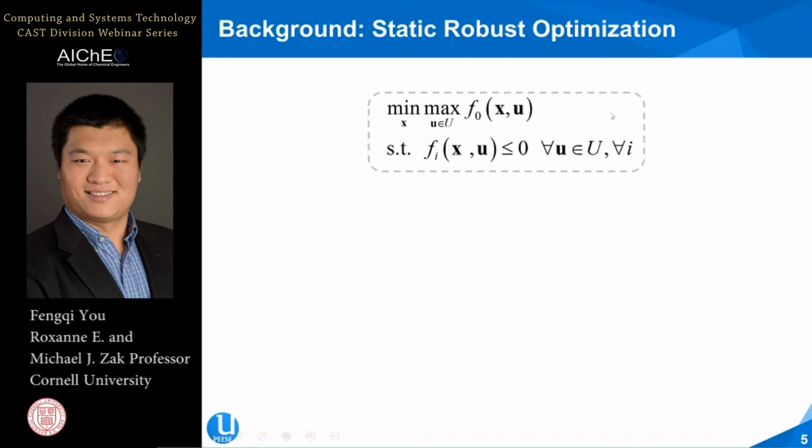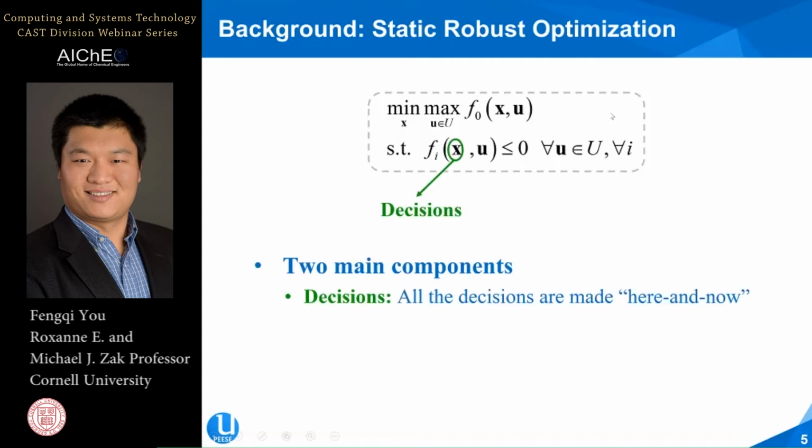And there are two major components in this particular problem. The first one is the decision. And decision is given by decision space x. And here in this particular case, for the static robust optimization, it assumes all the decisions are made here and now. Okay, so it doesn't really have too much flexibility because all the decisions must be made before you see the uncertainties realized.